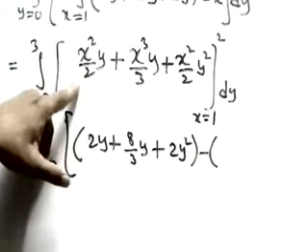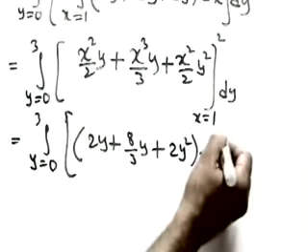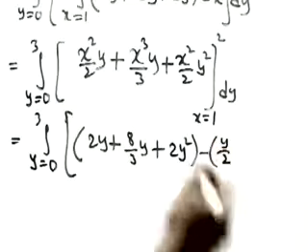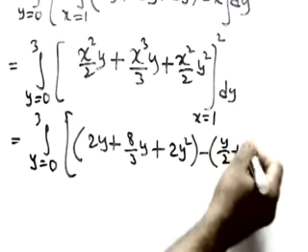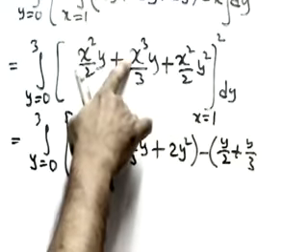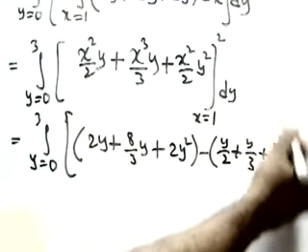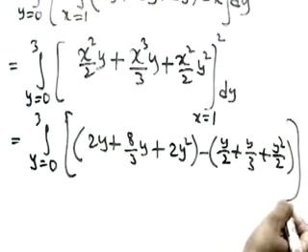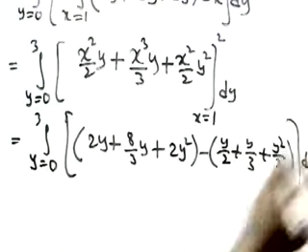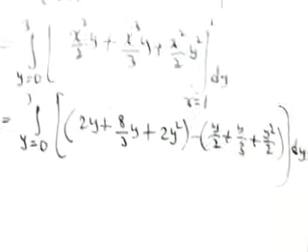For the lower limit, in place of x we have to keep 1. So this will be 1 into y is y by 2, plus this will be y by 3, and in place of x 1, this will be y square by 2. So the limits will be here x finished, dy.